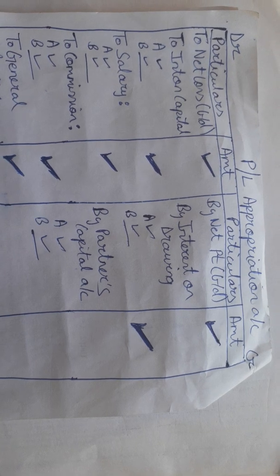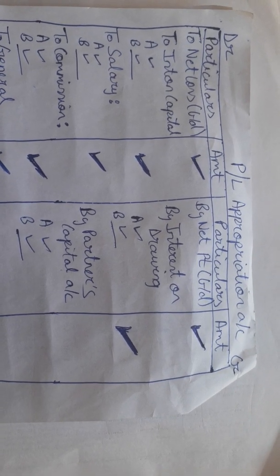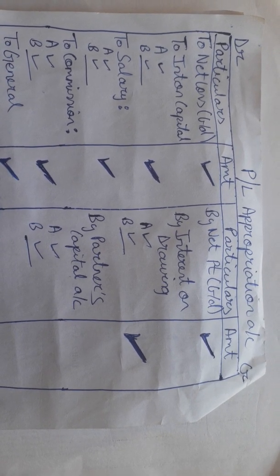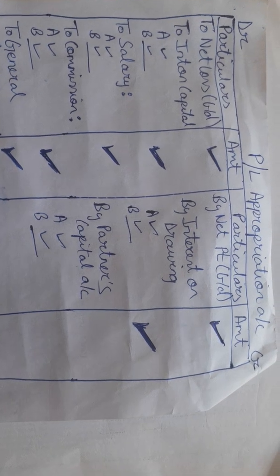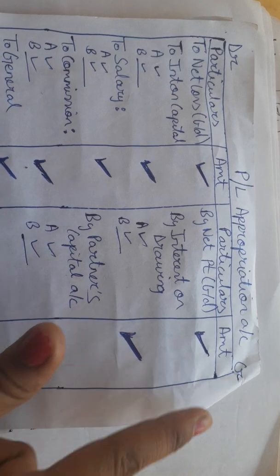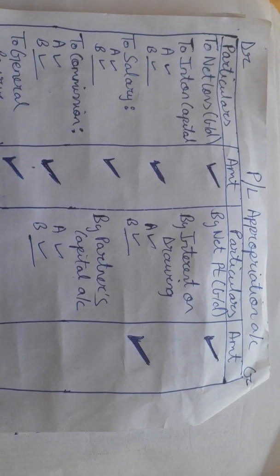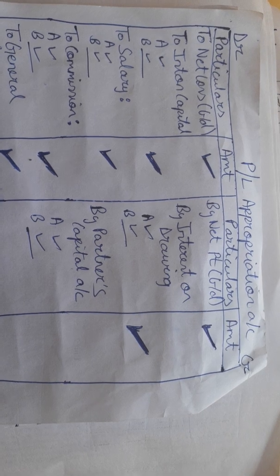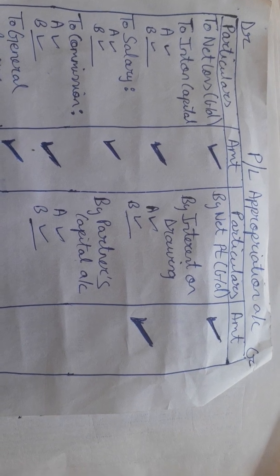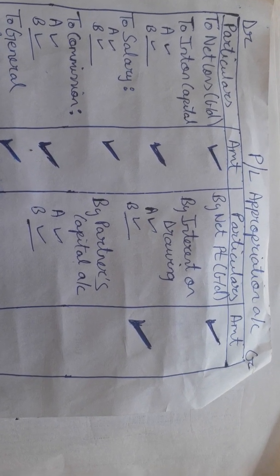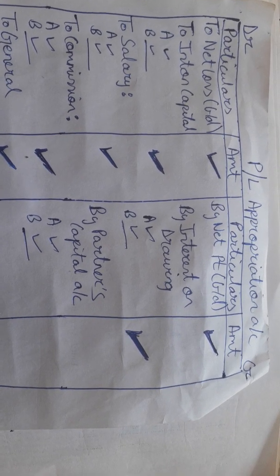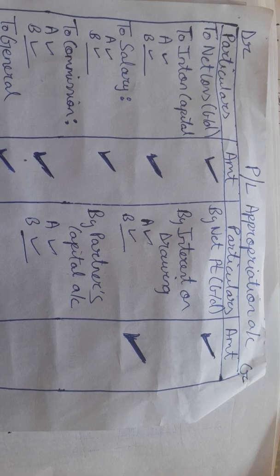This is the format of profit loss appropriation account. Profit loss appropriation account is basically a T-shape account where on the right hand side it is debit and on the left hand side it is credit. Then particulars and amount is written on the first row. 4 columns are made. In the first column all the expenses are noted. Like for example, interest on capital given by the firm to the partner.